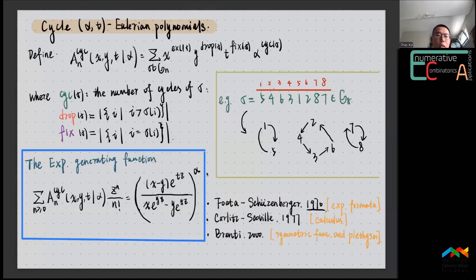It is well known that its generating function has the following form. It was computed by several scholars: Foata and Schutzenberger were the first to compute this generating function using the exponential formula, Carlitz and Scoville later computed this form using calculus, and then Brenti, using symmetric functions and the technique of the Petersen, also derived this form.